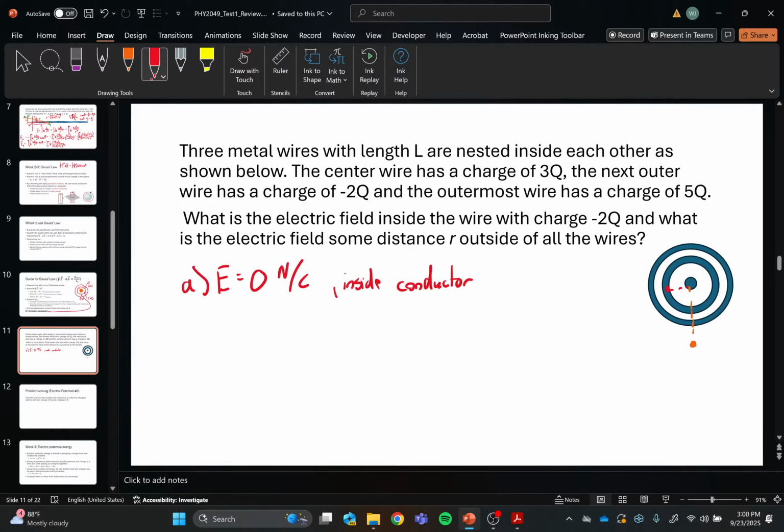Draw your Gaussian surface. Make sure you know what you're drawing when you're doing it. I'll go around and ask questions.